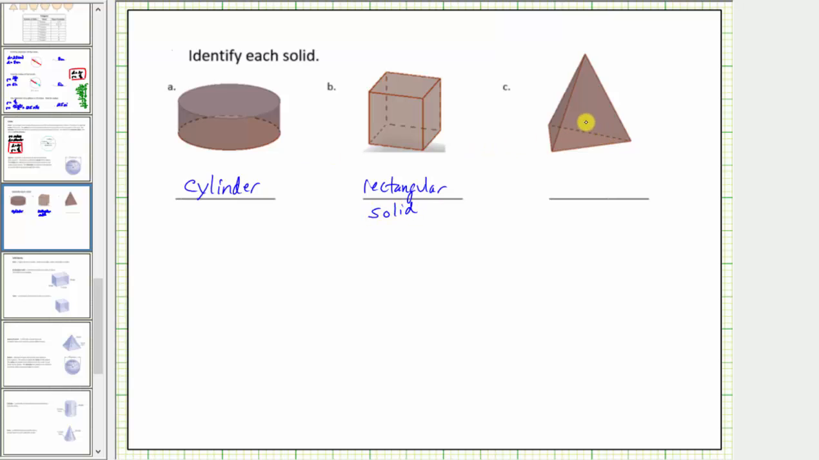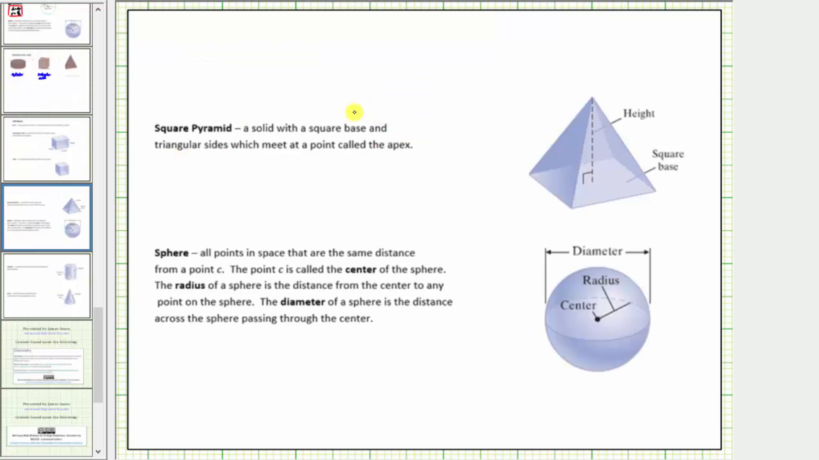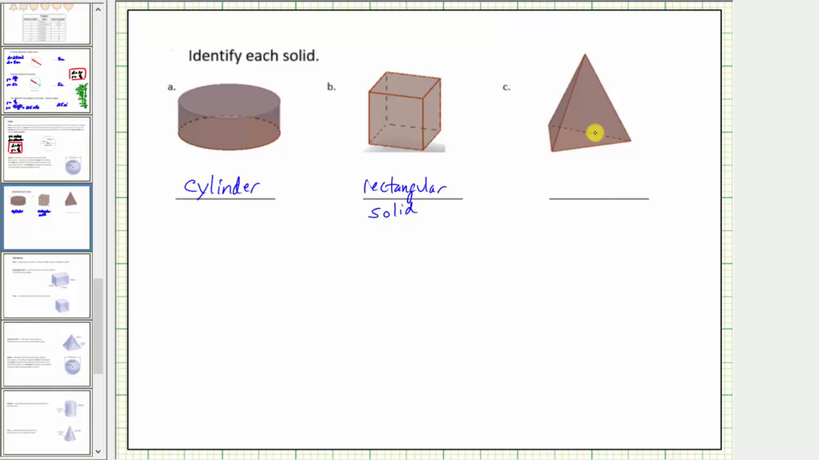Now looking at figure C, notice how this solid does resemble a square pyramid, where a square pyramid is a solid with a square base and triangular sides which meet at a point called the apex. But our base is not a square, our base is a triangle, and therefore the name of this solid is a triangular pyramid. I hope you found this helpful.